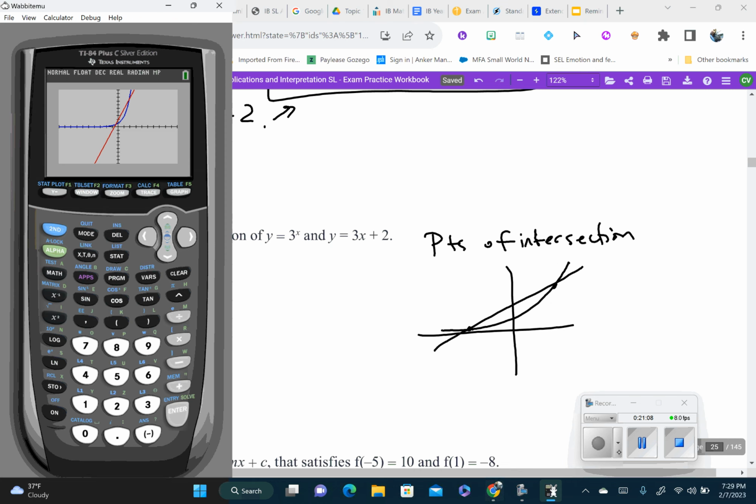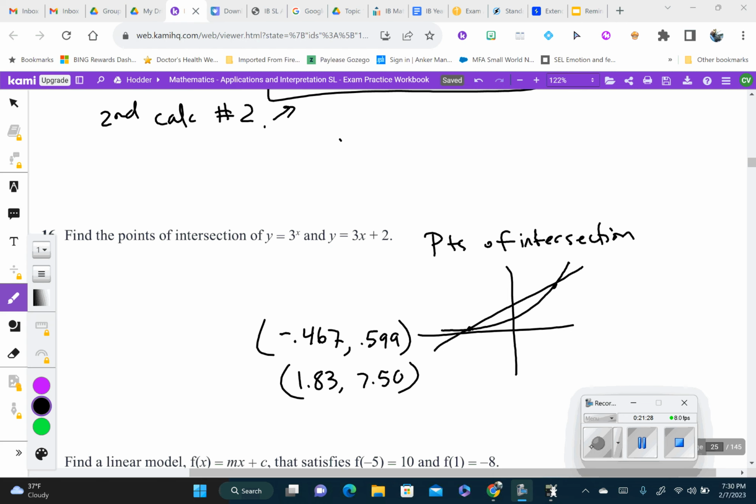So to do that, you hit second trace or second calc. Option number 5 is intersection. It's already close to an intersection, so I'm just going to hit enter 3 times, and it gives me the value. All right, so negative 0.467. So these are the 2 points that I got.